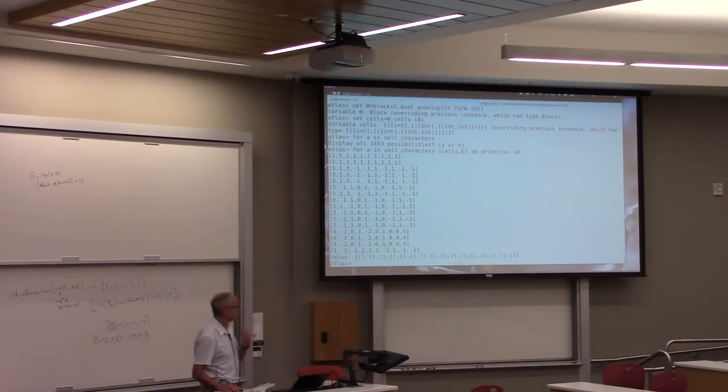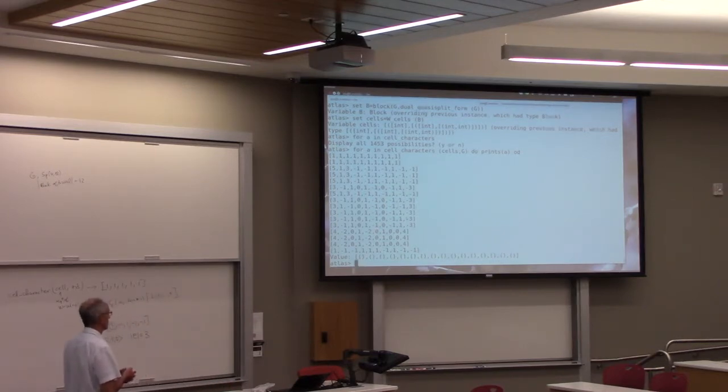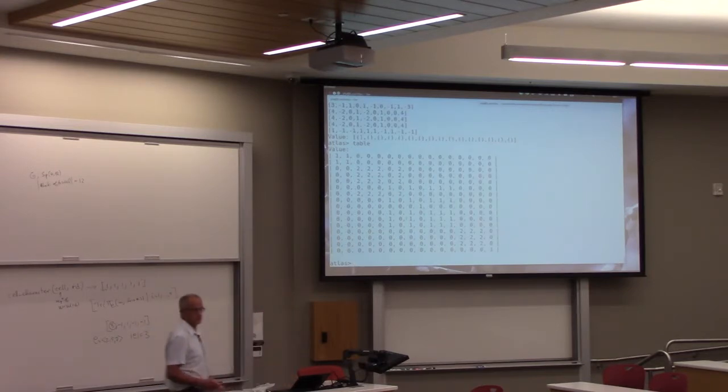So here are the characters of the cells in the big block for SP6. There are 1, 2, 3, 4, 5, 6, 7, 8, 9, 10 conjugacy classes, and there are cells of these various sizes. It takes a little while to compute the table, so I pre-computed it, but there's the table of inner products.